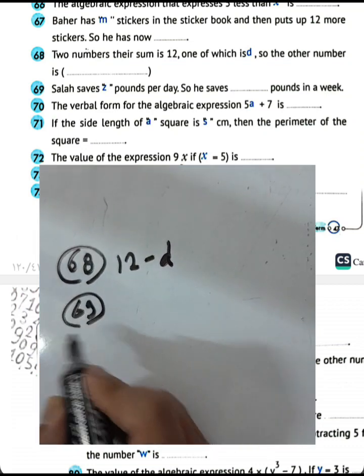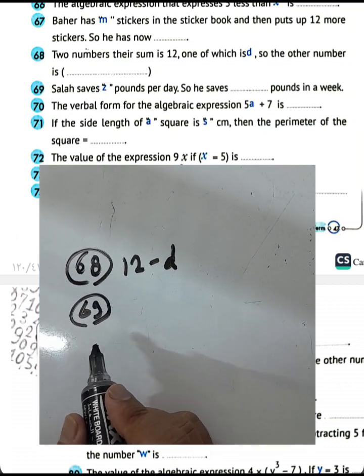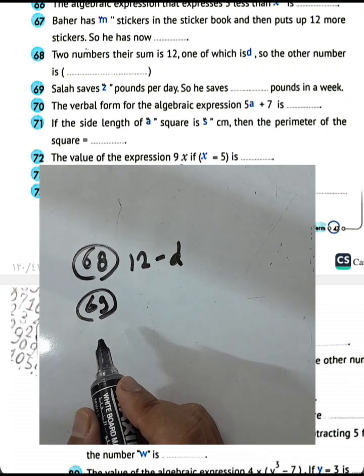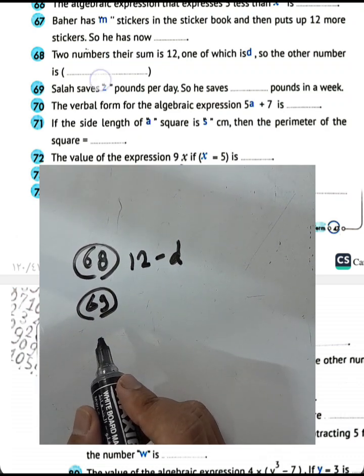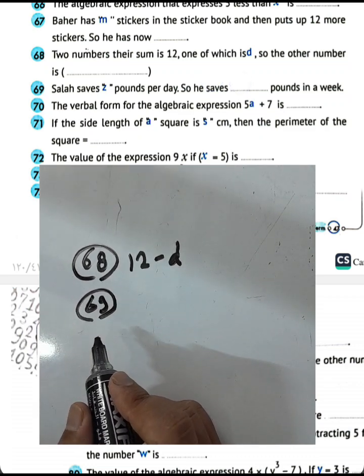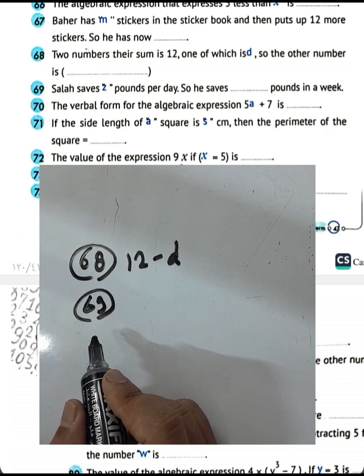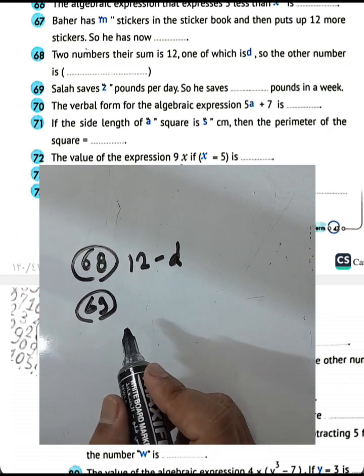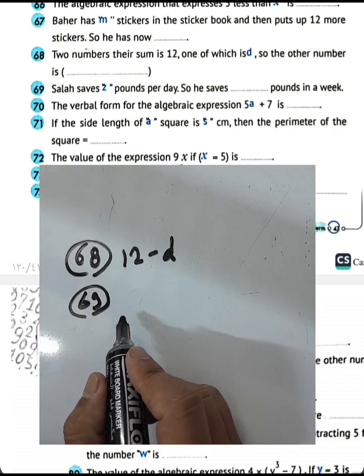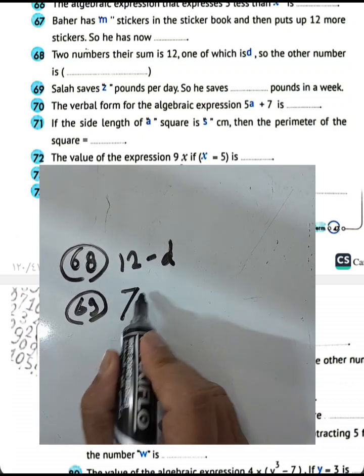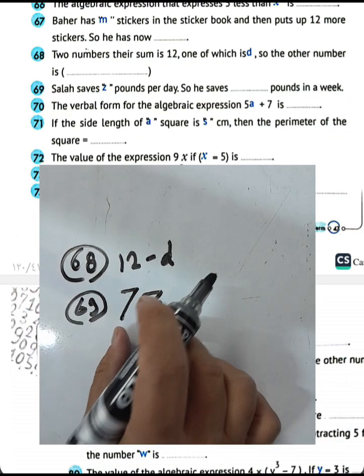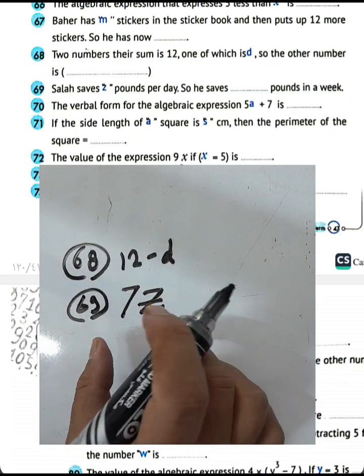Question 69. Salah saves £z per day. So he saves how many pounds in a week? We know 1 week equals 7 days. So in this example, he will save what in a week? 7 multiplied by z. Then you can write 7z. Okay, it's the total number he will save in 1 week.